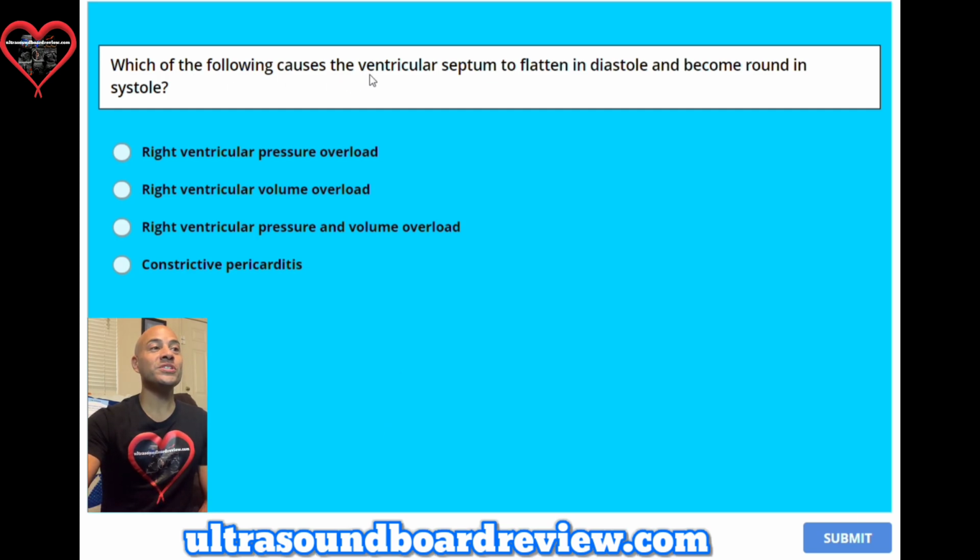Question 93. Which of the following causes the ventricular septum to flatten in diastole and become round in systole? A, right ventricular pressure overload, B, right ventricular volume overload, C, right ventricular pressure and volume overload, or D, constrictive pericarditis? The answer is B, right ventricular volume overload.